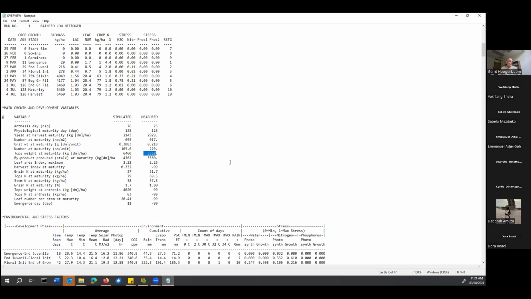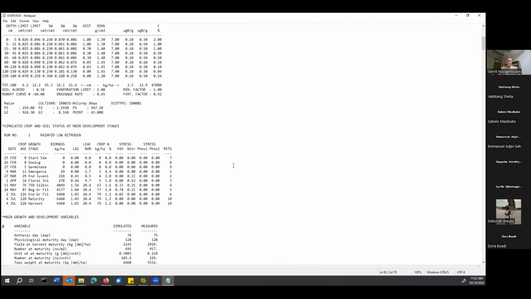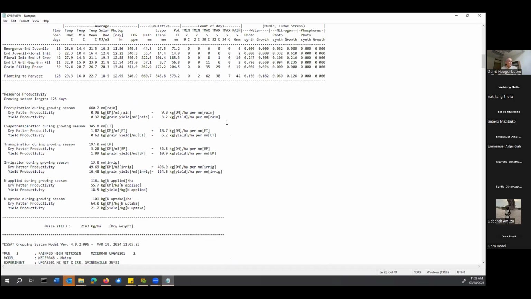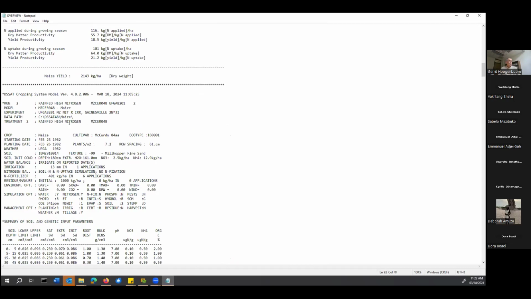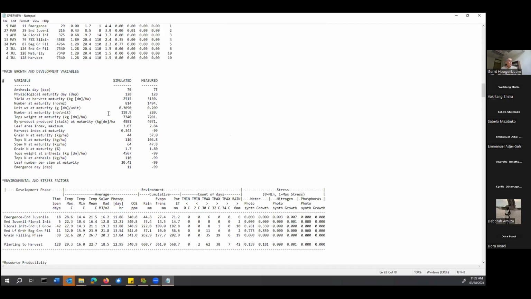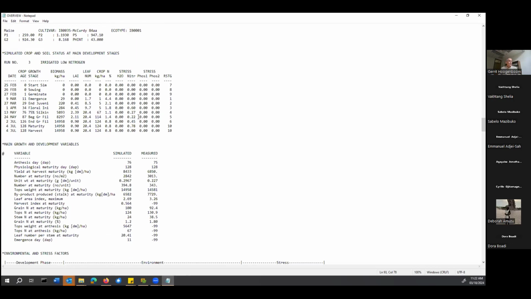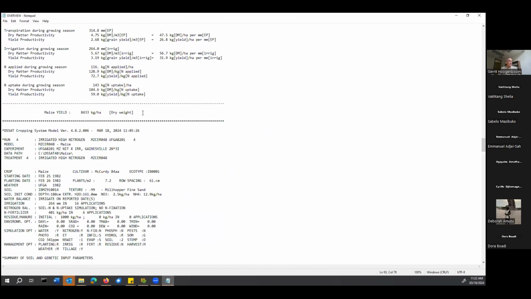We had a question about quality. In this case, we predict grain nitrogen, so grain nitrogen at maturity. We simulate 1.7 and we observed 1.8. So this is treatment 1, rain-fed low nitrogen. We repeat this for rain-fed high nitrogen. Then we have irrigated low nitrogen and we have irrigated high nitrogen.